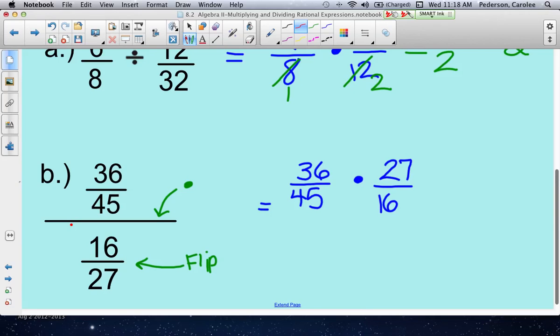Now let's reduce. We can reduce 45 and 27 by 9. So 45 divided by 9 is 5. 27 divided by 9 is 3. Now we look to see about 36 and 16. Well, I can divide those by 4. So 36 divided by 4 is 9. 16 divided by 4 is 4. Anything else reduce? Nope. So let's multiply across. 9 times 3 is 27. 5 times 4 is 20. I'm going to stop the recording there.